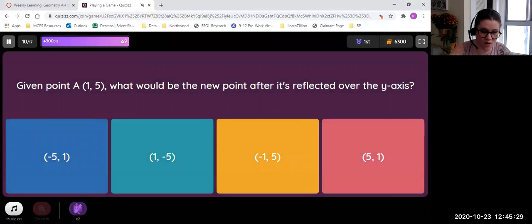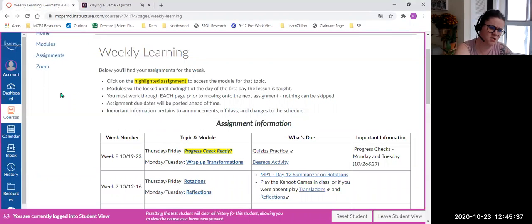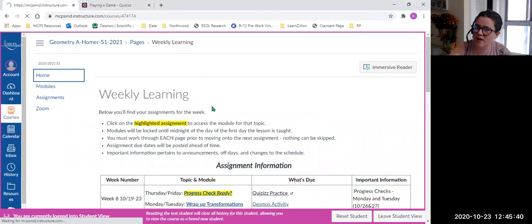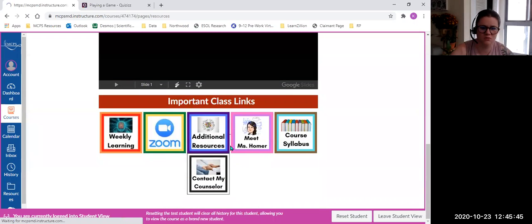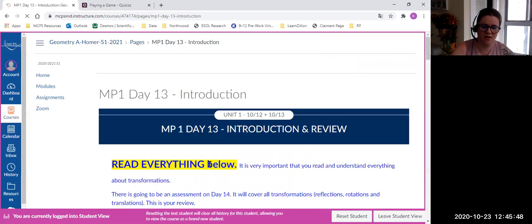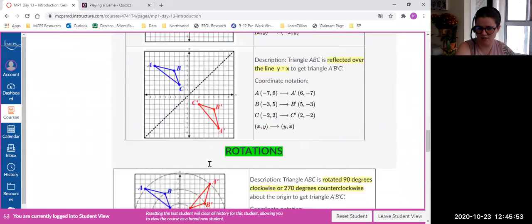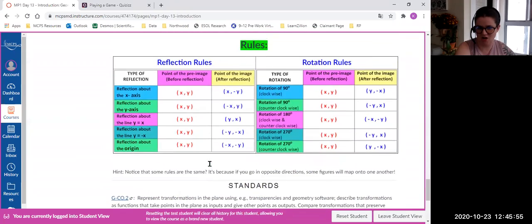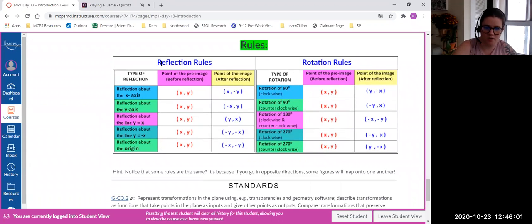All right, given the point (1, 5), what would the new point be after it's reflected over the y-axis? I'm going to do it the quickest way I possibly can. I'm going to use my reference sheet for a minute. Okay, additional resources, click on this. The rules are here. It's asking if I'm reflecting it over the y-axis, so I'm going to find the reflection over the y-axis.